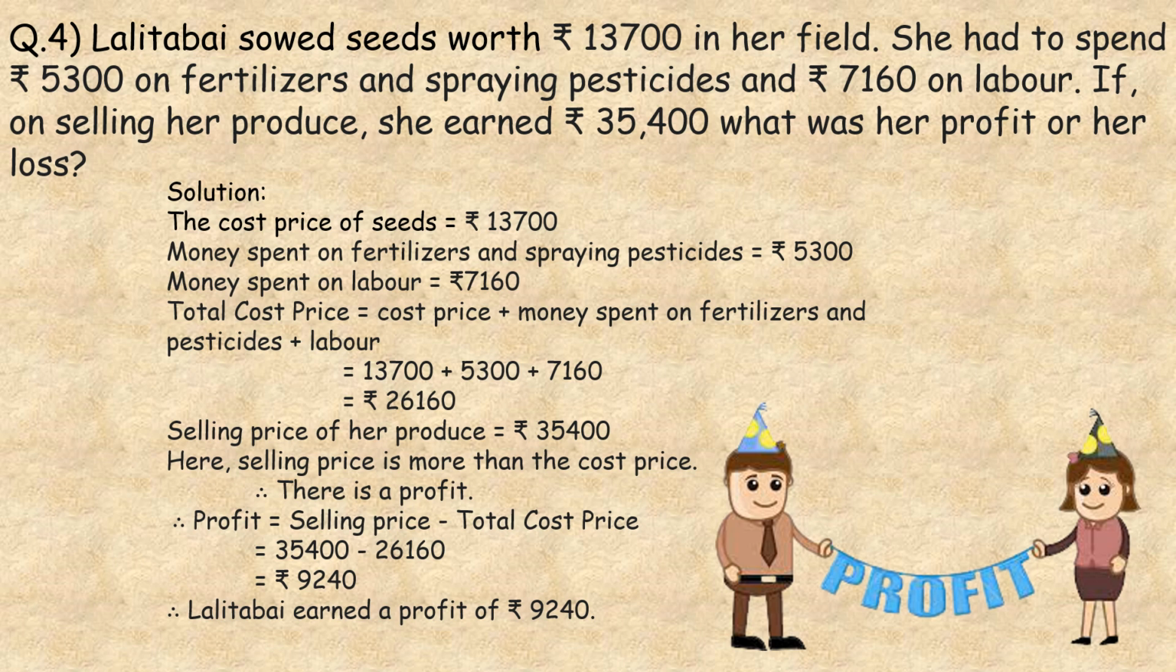So cost price of seeds is 13,700 rupees. Money spent on fertilizer and spraying insecticides is 5,300. Money spent on labor is 7,160. Hence the total cost price will be adding all these. We get the answer as rupees 26,160. Now selling price is rupees 35,400. So if selling price here is greater than the cost price, hence there is a profit, and hence the profit is 9,240 rupees, which is earned by Lalitabai in selling her produce.